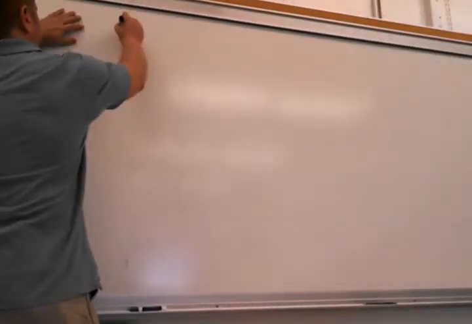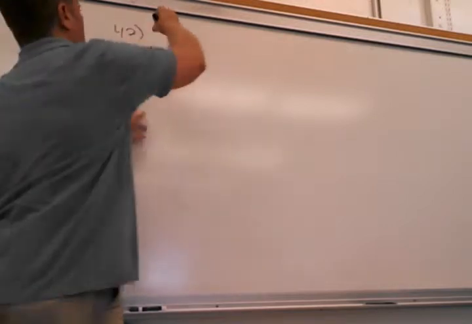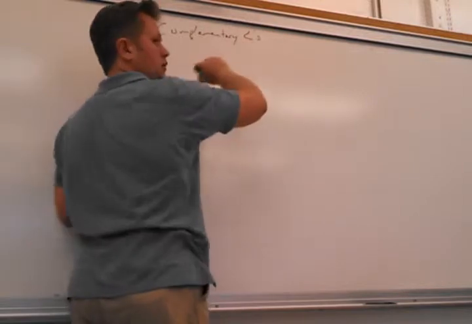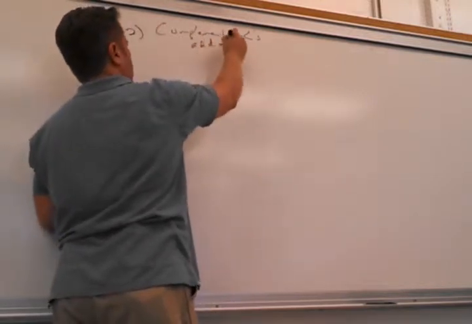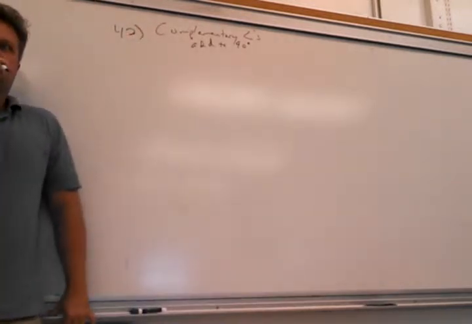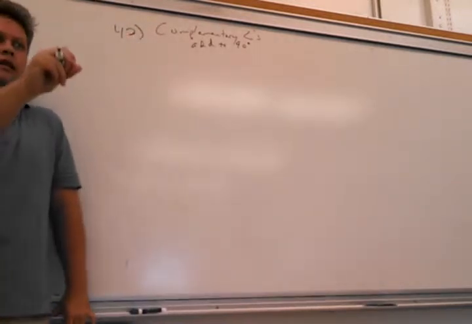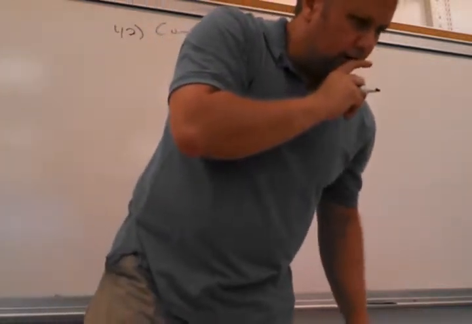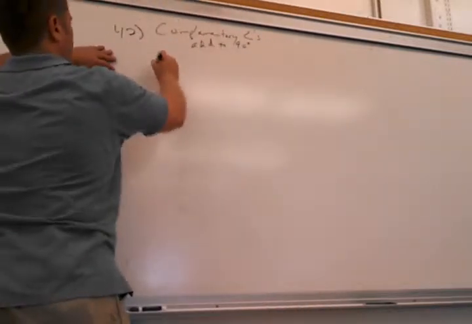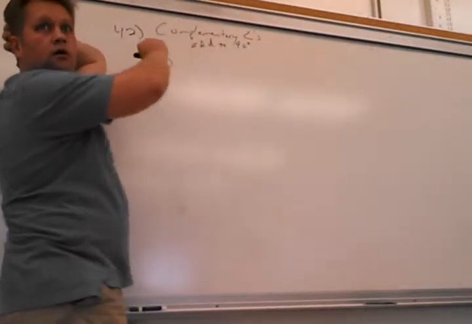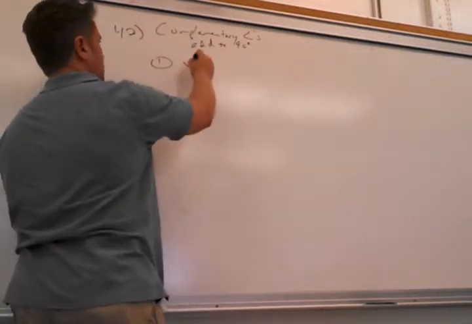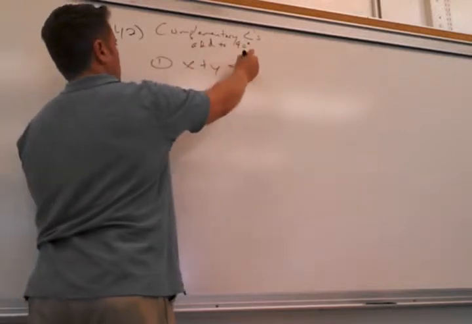Number 42. They define this in the problem. Complementary angles do what? Add up to 90. What kind of angles add to 180? Supplementary. I love it. So if they have supplementary angles, they have to add to 180. Two angles are complementary. So what can I write from that? x plus y equals 90. Great.